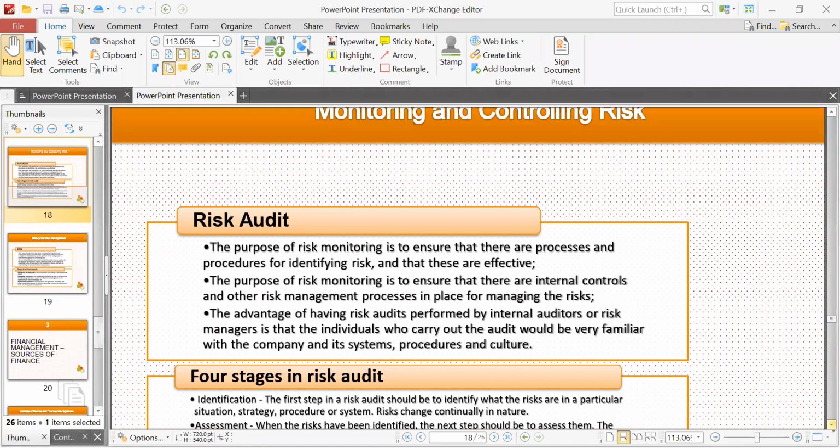The purpose of risk monitoring is to ensure that there are internal controls. Like I've always said, when we talk about risk, don't forget about internal controls, please. For those who are doing audits, the knowledge in audit will come in handy. We are trying to ensure the operating effectiveness of the controls, right? So we are trying to see that these controls are operating effectively. Very, very important.